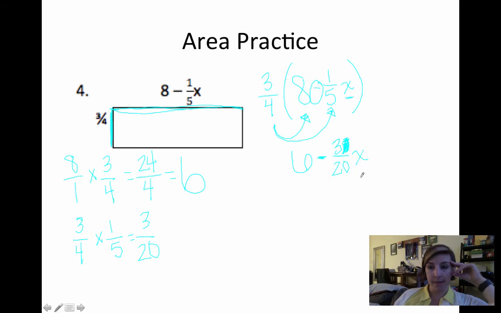3/20 x. And that's my answer. Make sure you bring down that variable. So this is telling me that I'm multiplying x times 3/20, whatever the variable x is. If x is 4, I would do 4 times 3/20, and then I would do 6 minus that number. Okay, but we don't know what x stands for yet. So we're just going to say it's 3/20 times x. So the area of this shape is 6 minus 3/20 x. And that's how you do it.